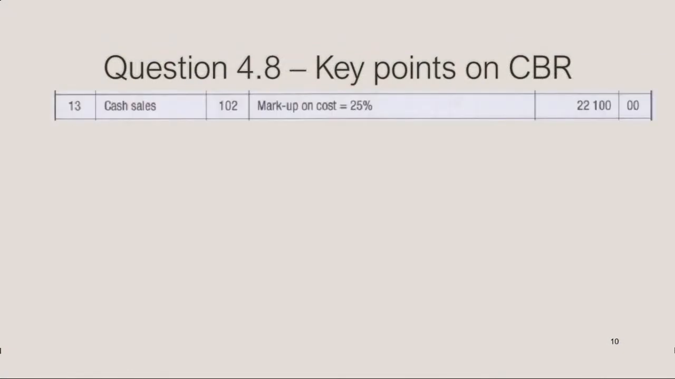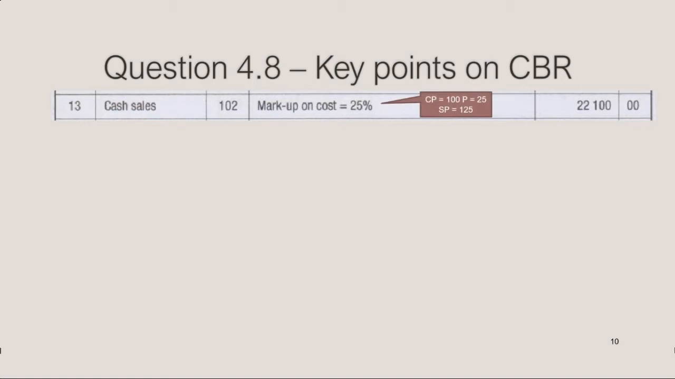Okay, so let's quickly look at question 4.8, the key points that I wanted you guys just to see from what we discussed last week. Now, the first one was, in the question, they told you we had a cash sale. The markup on cost was 25%, and they gave you the sales value. Now, remember that sales value is inclusive of VAT.